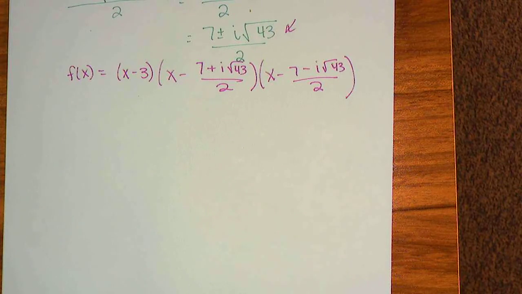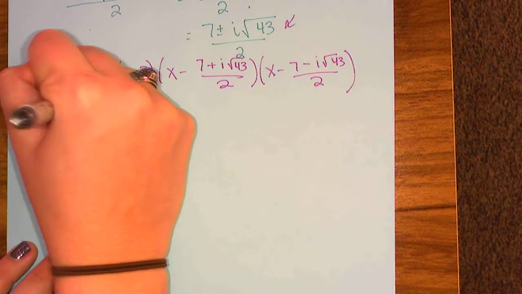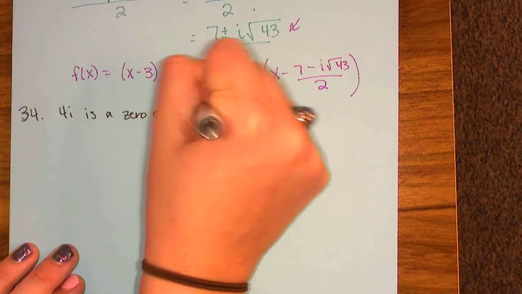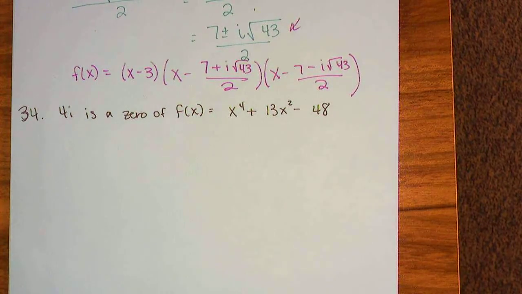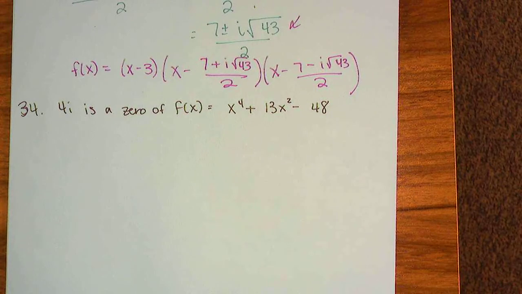For stuff like 33 through 36, it says using the given zero, find all the zeros and write a linear factorization of the function. So with something like 34, you're given 4i is a zero of f of x is equal to x to the 4th plus 13x squared minus 48. And we need to find all of the zeros. So I know that one is a zero. What do you think would be a good option for me to do to find the rest of them?